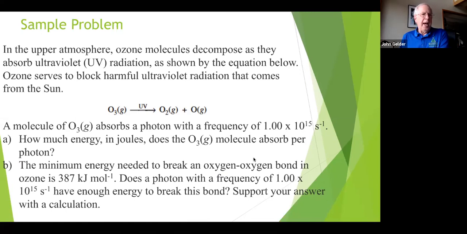And so we're then asked how much energy in joules does the ozone molecule absorb per photon. And so we're given a frequency, we're being asked for an energy in joules for a single photon.